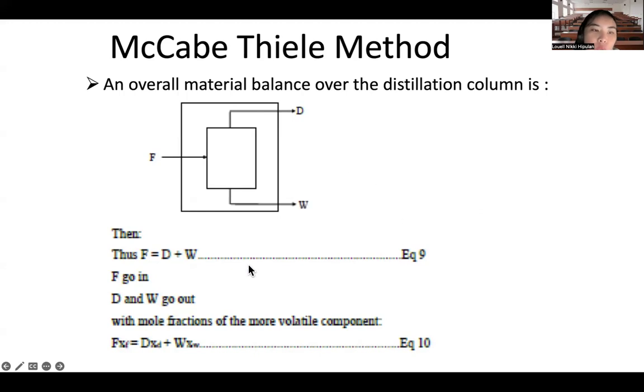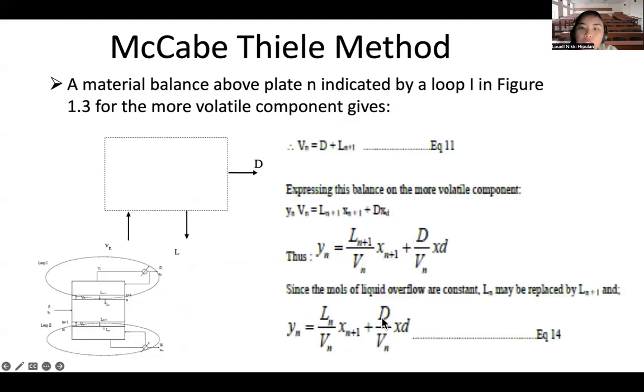And if you are going to assign the mole fraction, in terms of the material balance on the more volatile component, you have this equation. So you have F XF is equal to D XD plus W XW. Again, the mole fractions here signify the more volatile component.